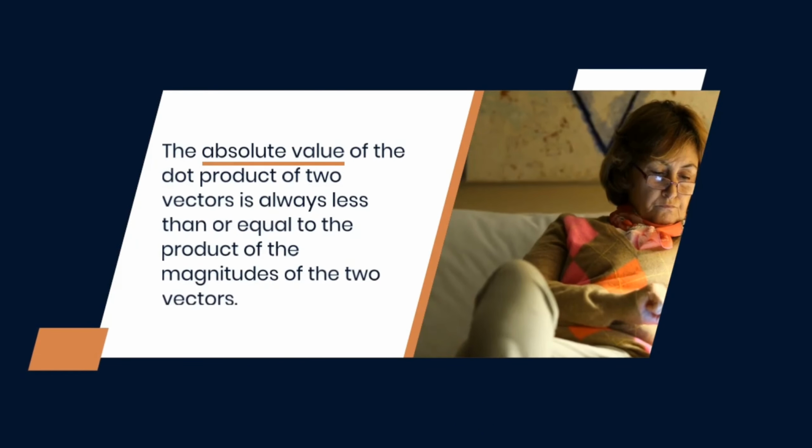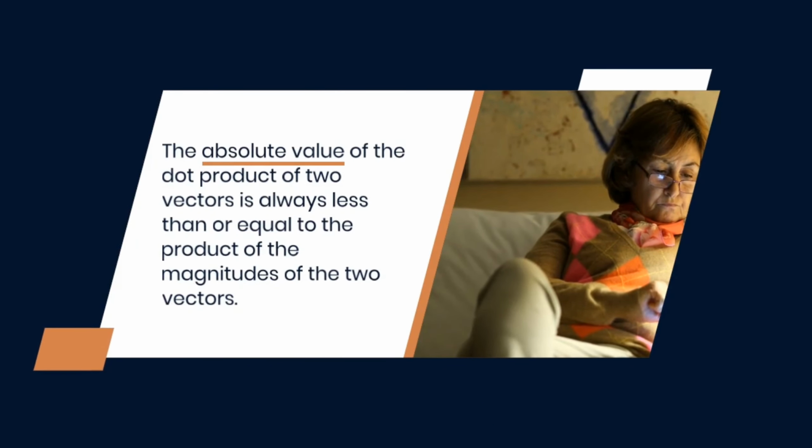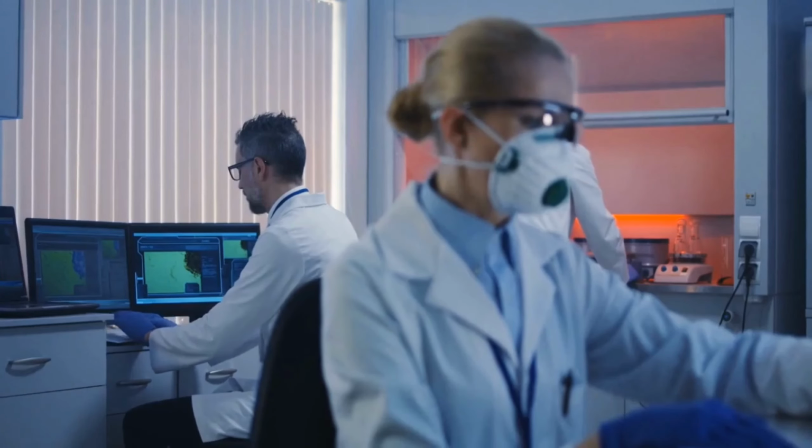For two vectors A and B, the Cauchy-Schwarz Inequality can be expressed as |A · B| ≤ ||A|| ||B||. This formula states that the absolute value of the dot product of two vectors is always less than or equal to the product of the magnitudes of the two vectors.